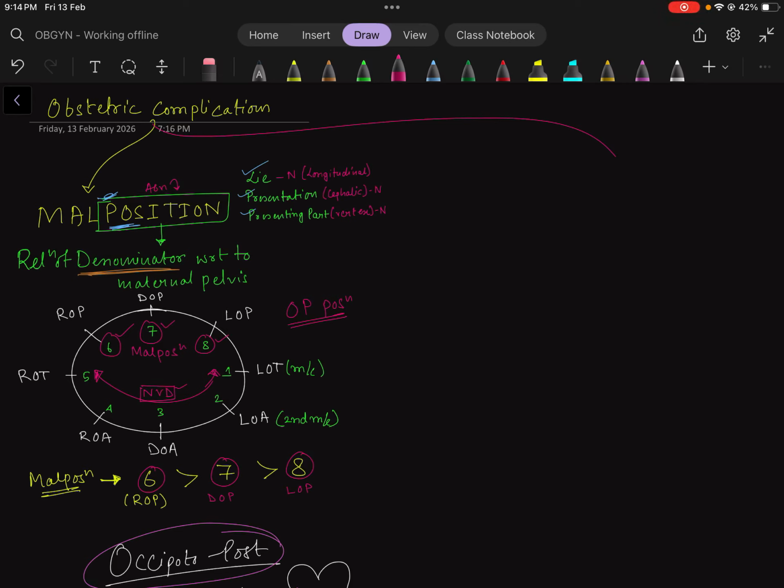Okay, so now we will discuss something regarding the problem in lie. Lie generally is longitudinal, but it's normal. We have oblique as well, but it's not worth discussing. But then we have transverse lie as well, which we need to discuss.